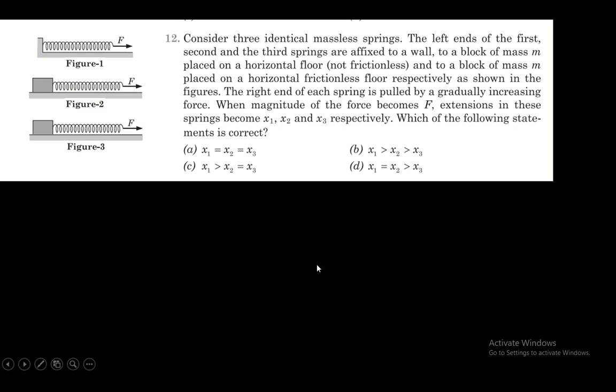Okay, this is question number 12 from the book Pathfinder, chapter Newton's Laws of Motion, MCQ. Consider three identical massless springs. The left ends of the first, second, and third springs are affixed to a wall, to a block of mass m placed on a horizontal floor, which is not frictionless, and to a block of mass m placed on a horizontal frictionless floor, respectively, as shown in the figures.